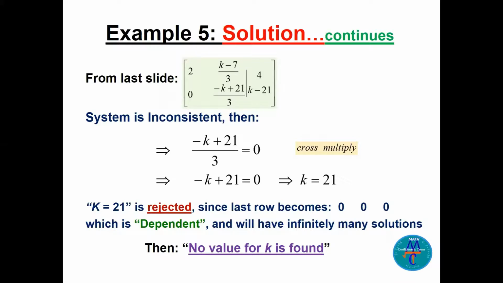But be careful. 21 is rejected. Why? Because if I take k equals 21, I have to put also here k equals 21. So if I put there 21, it will be 0, 0, 0, which is infinitely many solutions. So the final answer for this question, no value for k will make the system inconsistent.